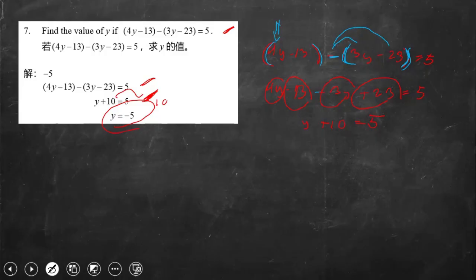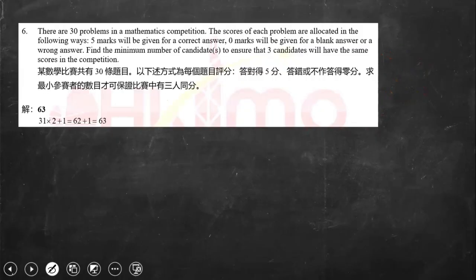Let's go back to number 6. So there are 30 problems in a mathematics competition. The scores of each problem are allocated in the following ways. 5 marks will be given for a correct answer, 0 marks will be given for a blank answer or a wrong answer. To find the minimum number of candidates to ensure that 3 candidates will have the same scores in the competition.